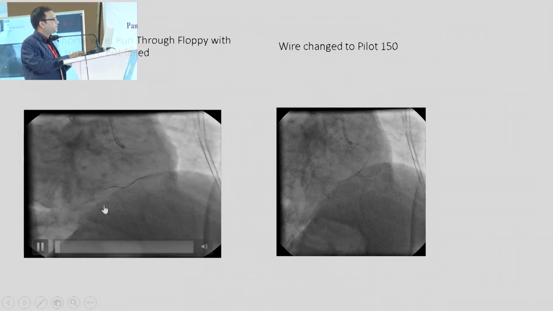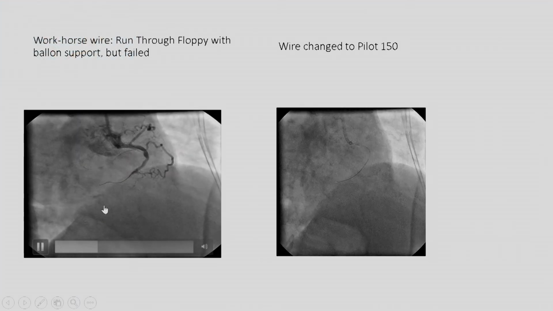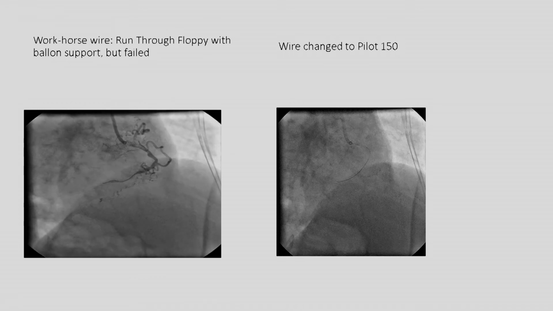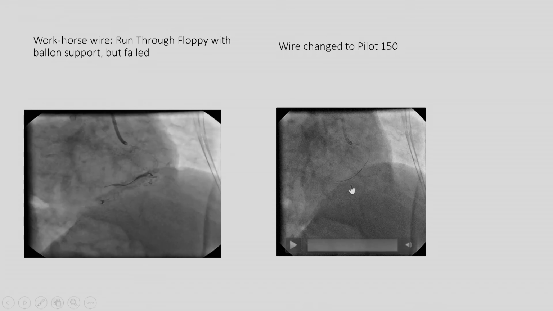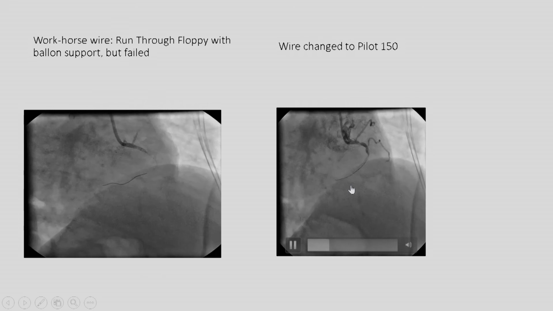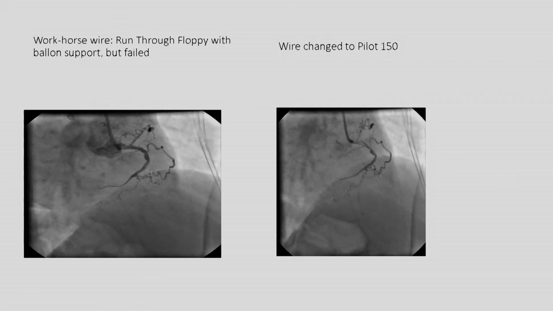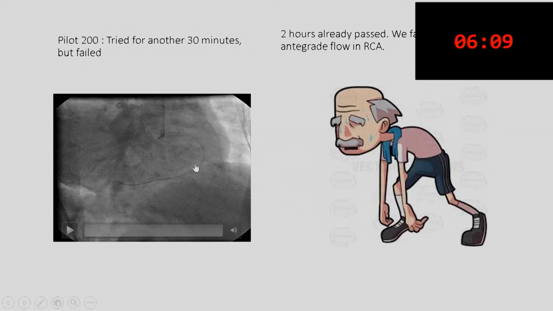So again, I tried to negotiate the wire. My workhorse wire, a floppy wire with balloon support, failed. Then I changed to Pilot 150, and again tried many times, failed. Then tried with Pilot 250, tried for another 30 minutes. 2 hours had already passed. We failed to ensure the antegrade flow in the RCA.